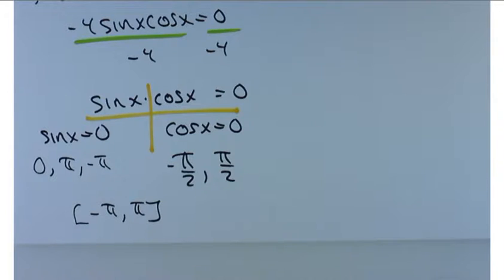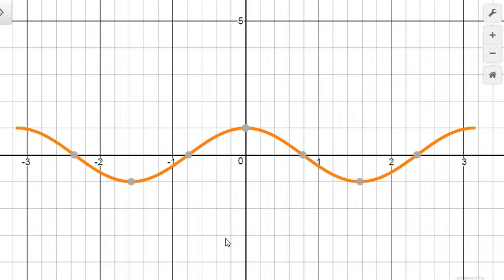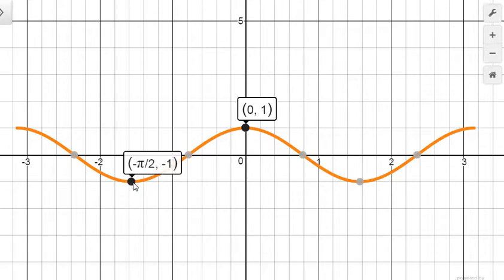Let's go back to our graph, Desmos. Let's do a couple clicks here. Well, we had a zero derivative here. We got that one. Negative pi over 2, pi over 2. And there's pi. And here's negative pi. So we're in good shape. We got all 5 of the places where the derivative is 0.